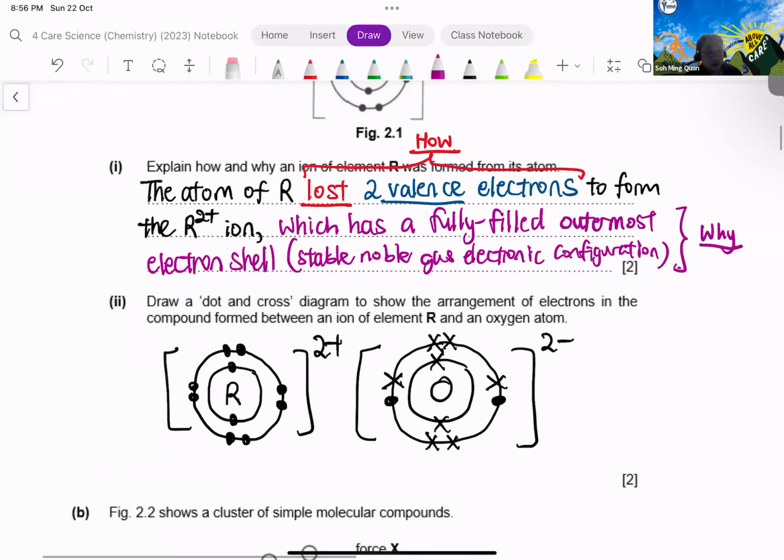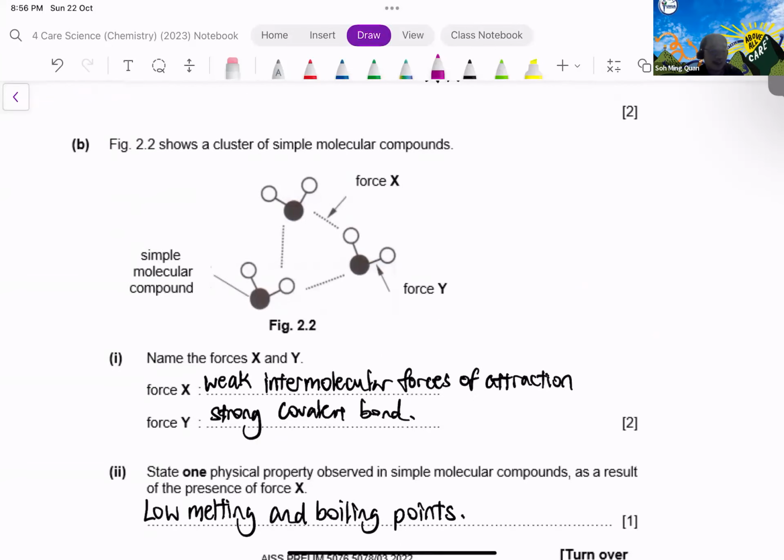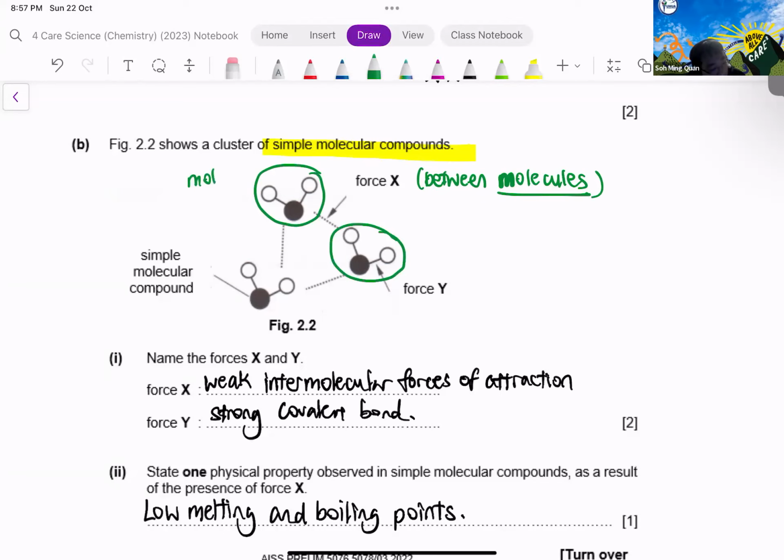All right, moving on. Figure 2.2 shows you a cluster of simple molecular compounds. Simple molecular are things like H2O, right? So you're asked to name the forces X and Y. So X is a weak intermolecular force of attraction and Y is a strong covalent bond. All right, so this one you must be very aware. You see that force X is between molecules. That's why it's called intermolecular. Intermolecular means between molecules. So these are molecules. Okay, so you must recognize weak intermolecular forces of attraction. They are between the molecules. The strong covalent bonds are inside the molecule.